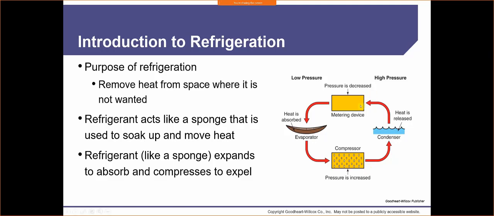Our sponge is right here up at the top. It's ready to be filled up with heat. The heat is absorbed as it passes through the cycle. Now we get to this point where our sponge is completely saturated with all that heat. We take it to the outside, we squeeze that sponge, the heat is released, and then we're back to repeat the process again.